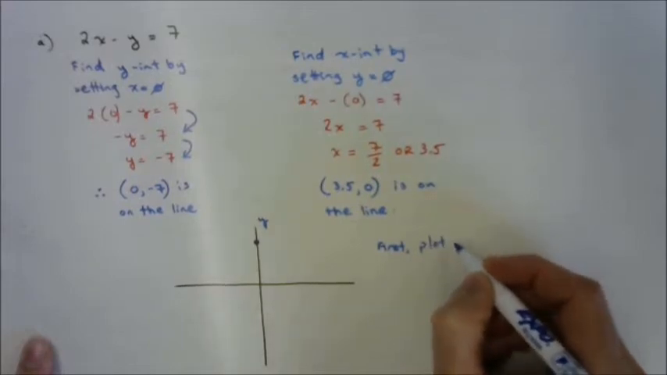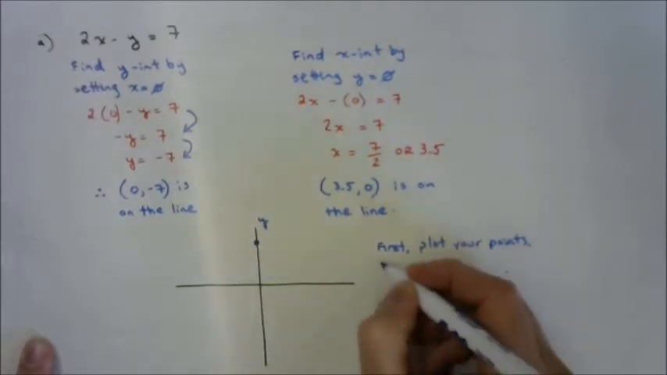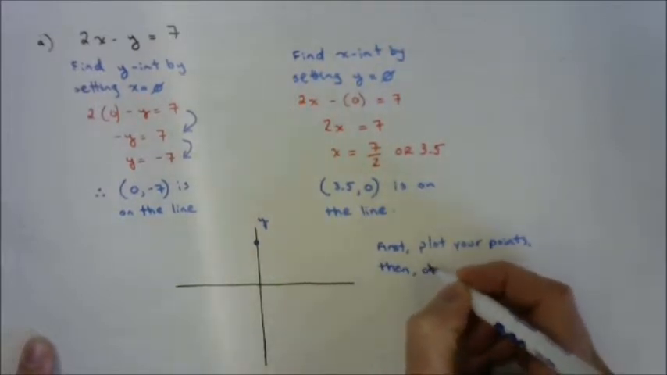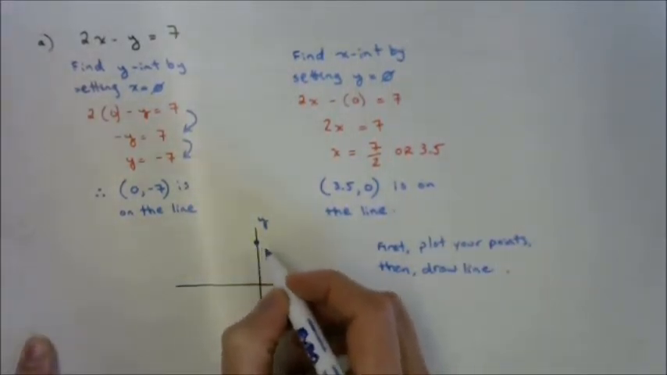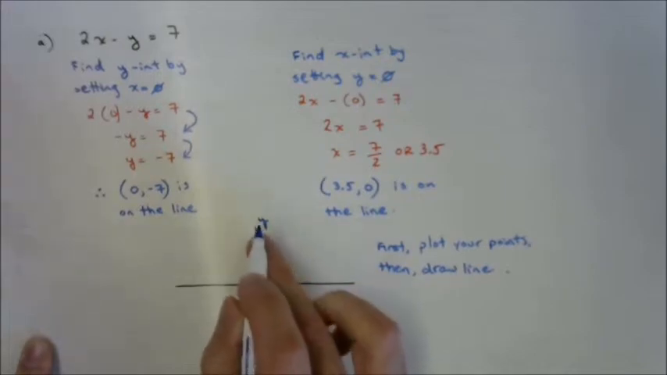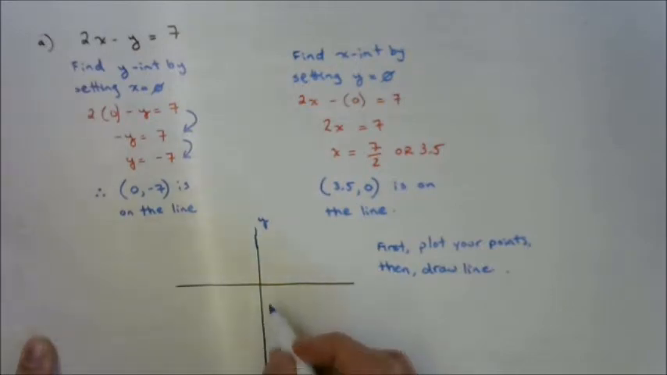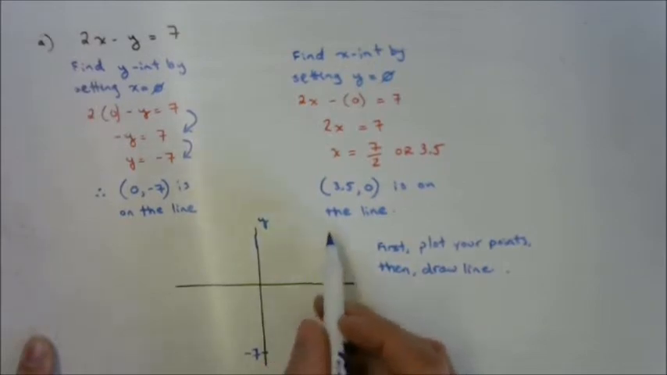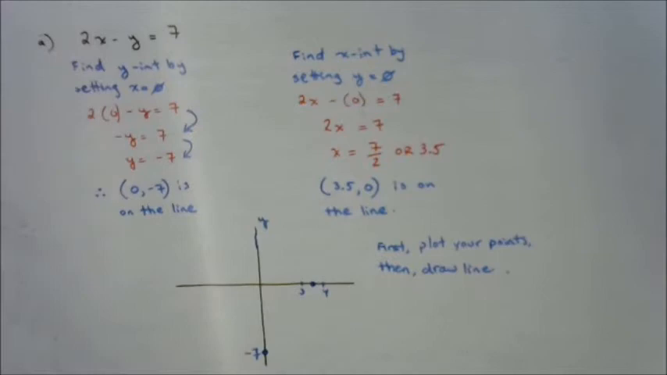So the steps are, first, plot your points. Then draw the line. So up here we have our y-intercept, which is (0, -7). So we got 0 down here at negative 7. And over here our x-intercept is at 3.5. So you find 3, 4, 3.5 is in between there. Now you have your 2 points.